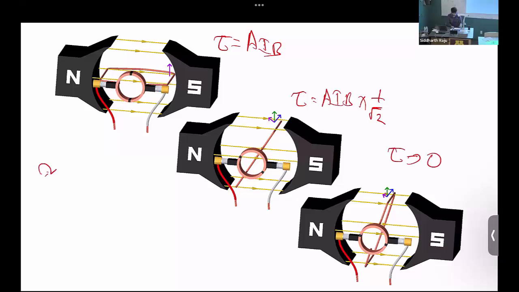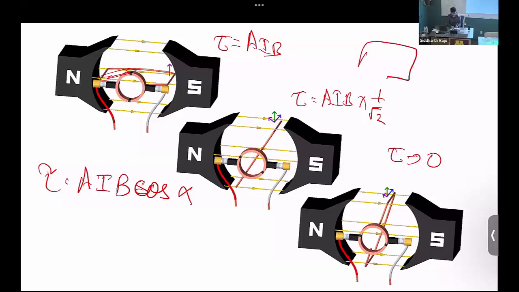So the torque equation we can write down is A times I times B times cos of alpha, where alpha is the angle of this plane. If I have this conductor loop, what angle does it make along the direction of the magnetic field? In this case, it's 45 degree. In this case, it's almost 90 degree. If I plot this for different angles, what is the torque going to look like?